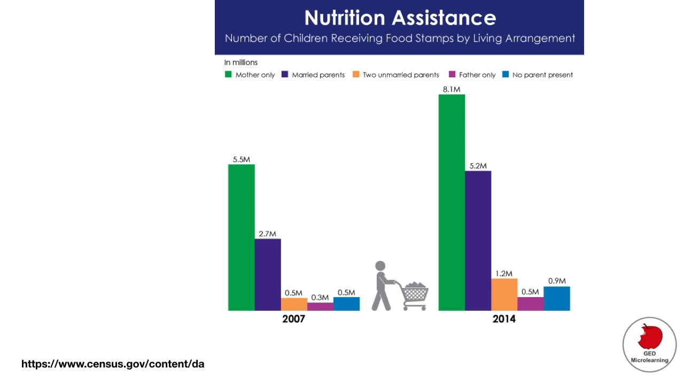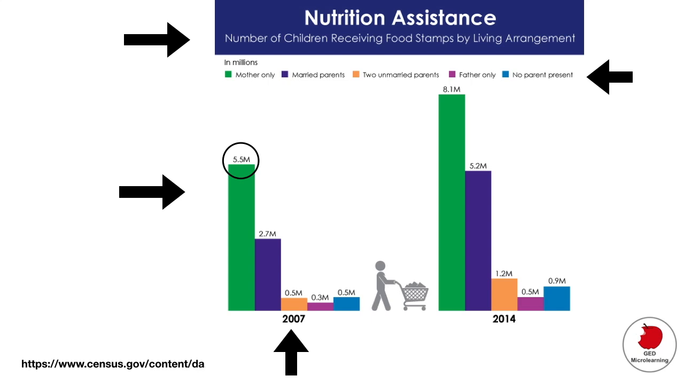Once again, how do we read this? What is this telling us? It's telling us in the title that these are the number of children that received food stamps based on their living arrangement. As I said, there's no y-axis. Instead, we have these numbers on top of the bars. Okay, so that's what you're going to have to watch out for. And then, your x-axis is looking at the year in which this happened, right? So either 2007 or 2014.